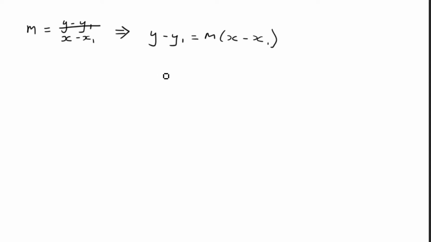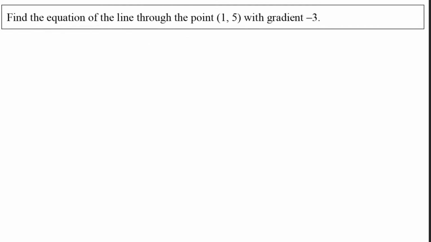Any point x, y on that line will satisfy this equation. So if we know a point on the line, x1, y1, and if we know the gradient of the line, m, this is then the equation of that straight line. Let's look at an example. Suppose we are asked to find the equation of the line through the point 1, 5 and with gradient -3.